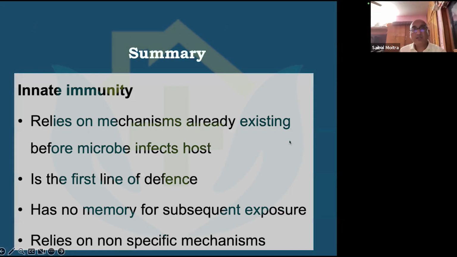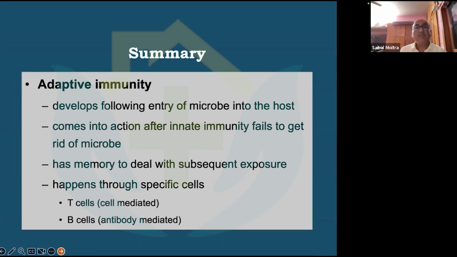So if we go into summary, innate immunity relies on mechanisms already existing before a microbe infects the host. The first line of defense has no memory, but nowadays we talk about trained immunity, which is a new concept that has come up as a memory for the innate immune system.